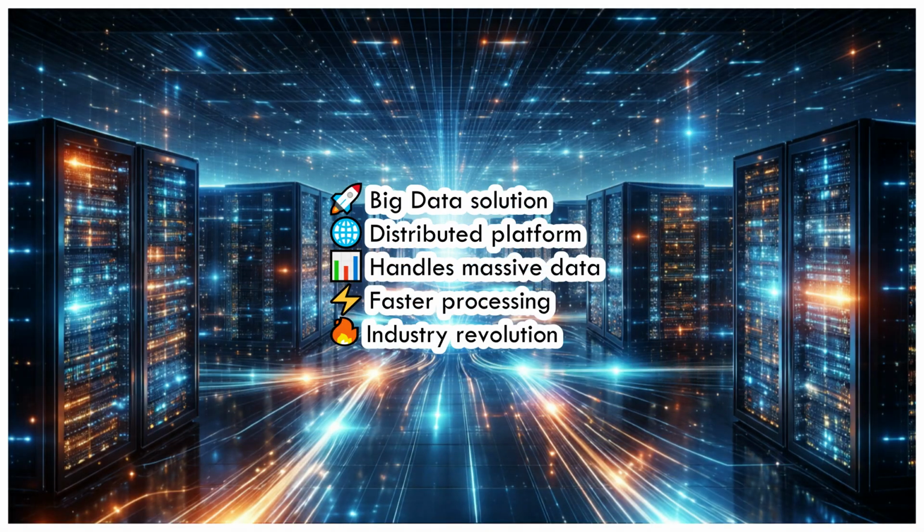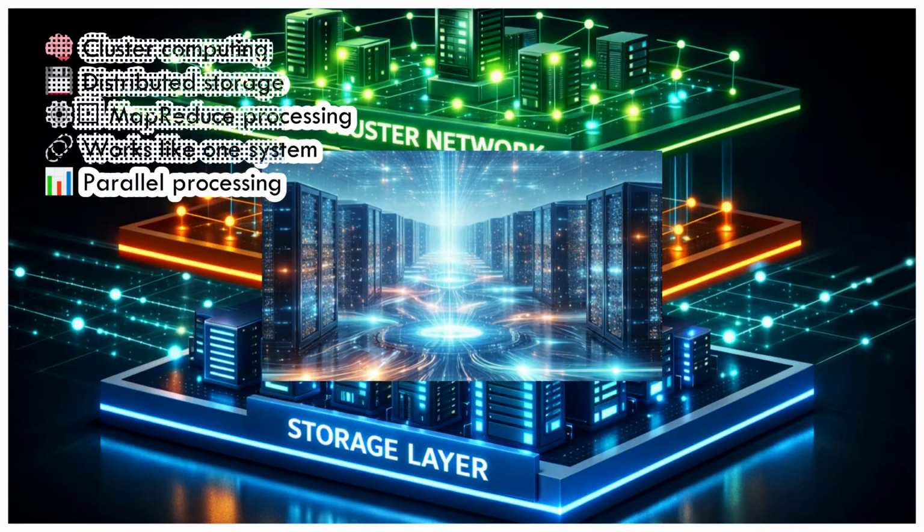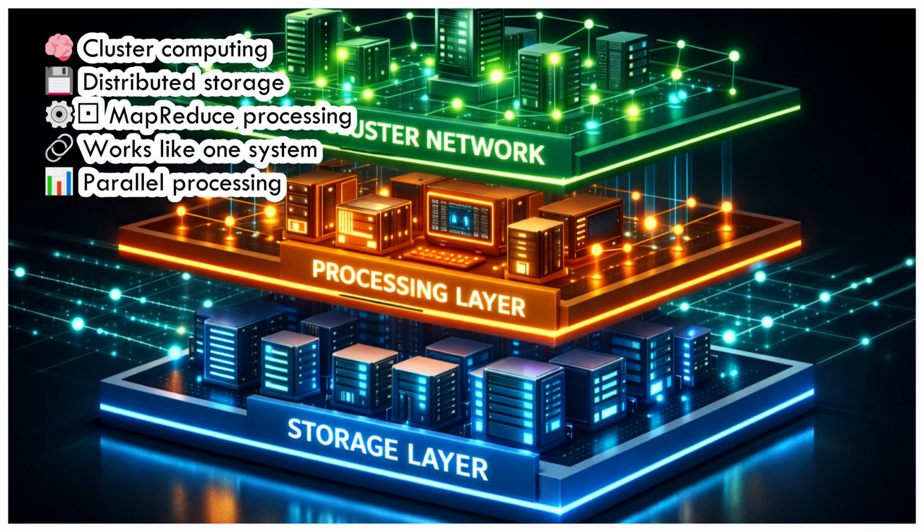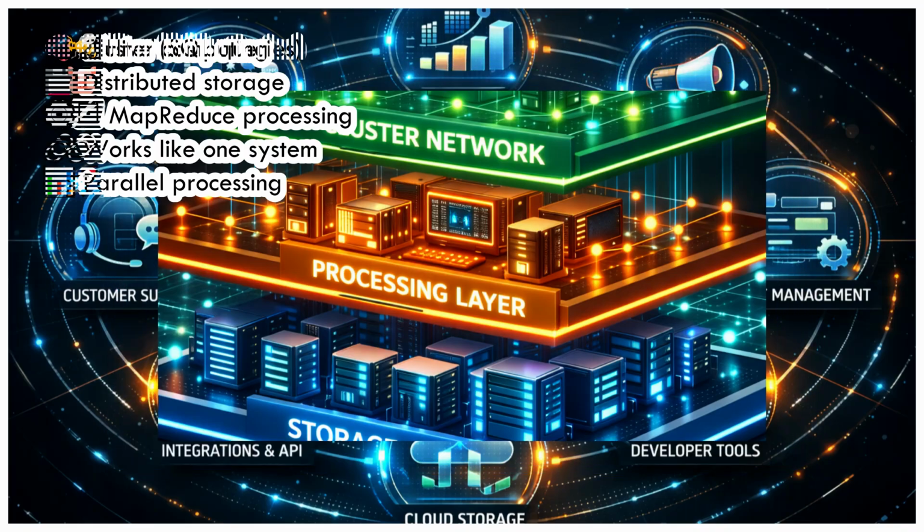This is where Hadoop was born, a revolutionary platform designed for big data. It uses distributed computing to process massive data efficiently. Hadoop provides three key features: distributed storage, distributed processing using MapReduce, and a cluster system that works as one machine.